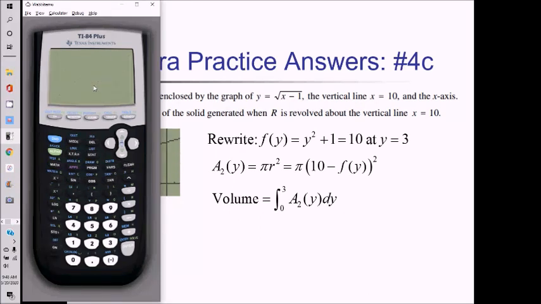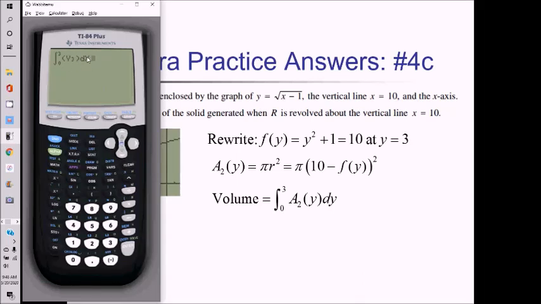Quitting out of there, let me do my integral, math 9. And that's going to be from 0 to 3. And now I'm going to do alpha trace Y3, because that's where I stored A sub 2 of y. And again, I'm going to have to put a dx in here because everything I did in my y equals was in terms of x.